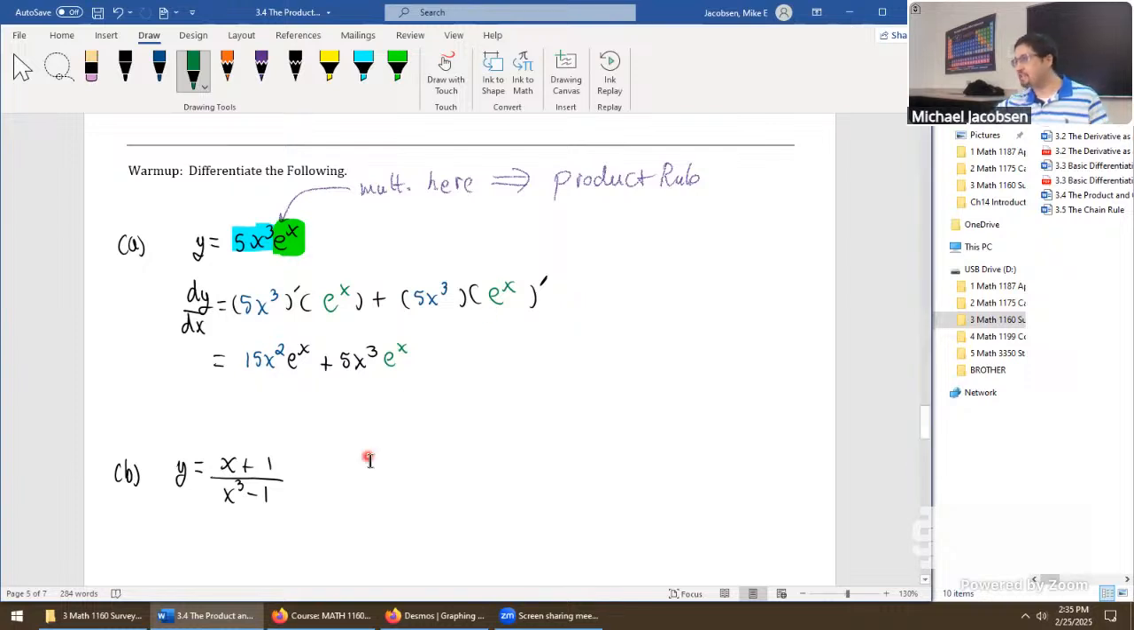Okay, doing it all over again. On this one, we have a quotient rule, only because of that division right there, and the fact it's an actual function divided by an actual function. No constant in the numerator, no constant in the denominator, means quotient rule is our choice for this one.